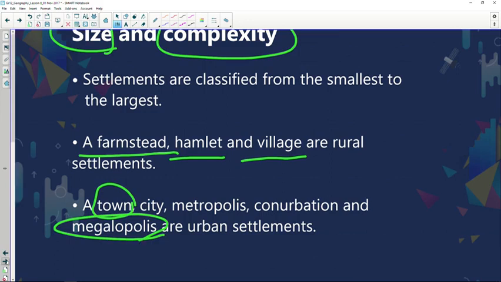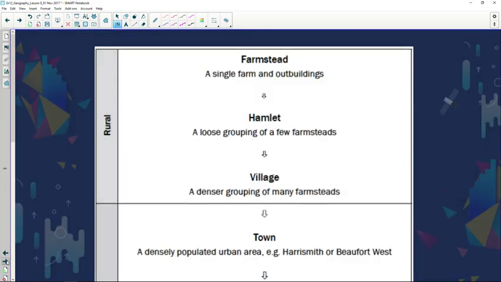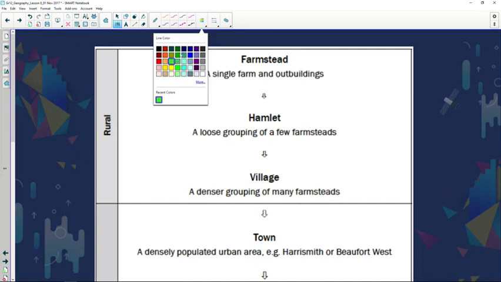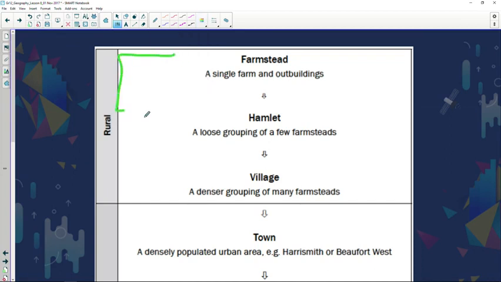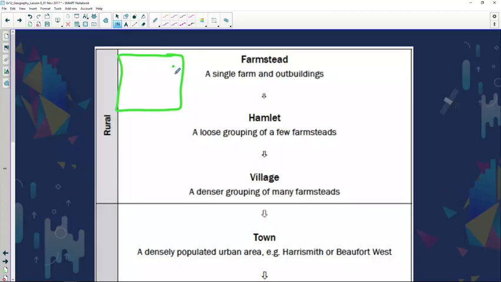If you look at the next slide, you can see the classification. A farmstead is a single farm, so it's basically a farm that produces crops, for instance mealies. And on this farm is a single house with a couple of buildings that the farmer uses to be productive.